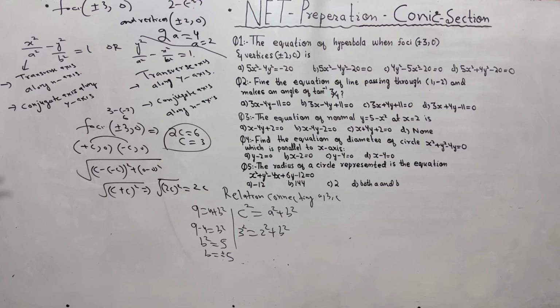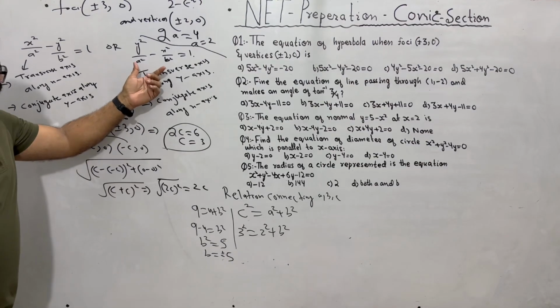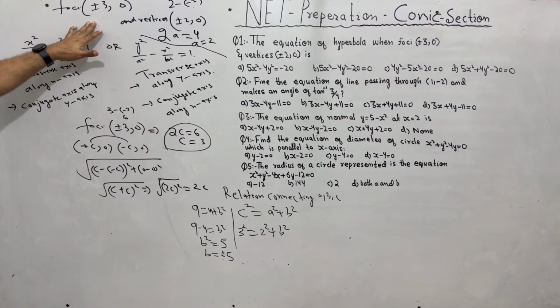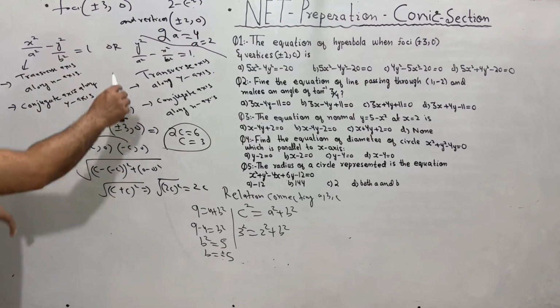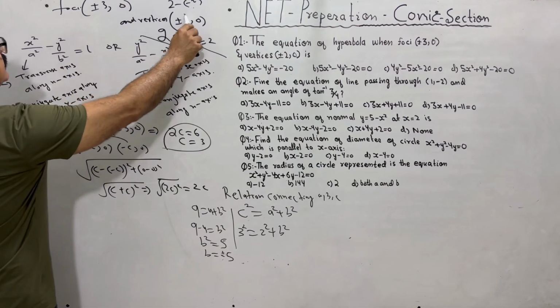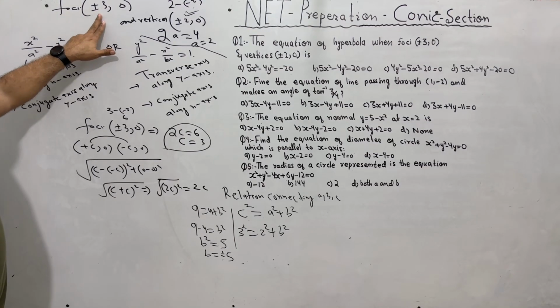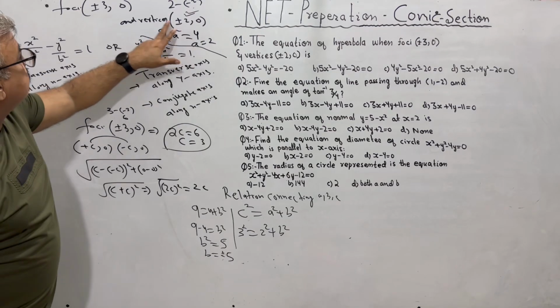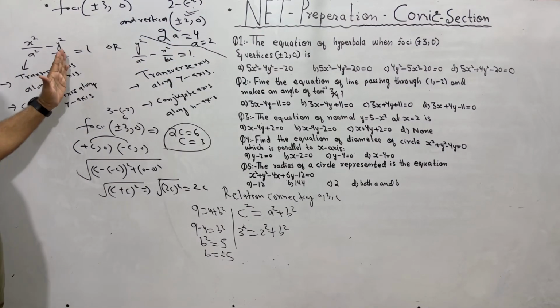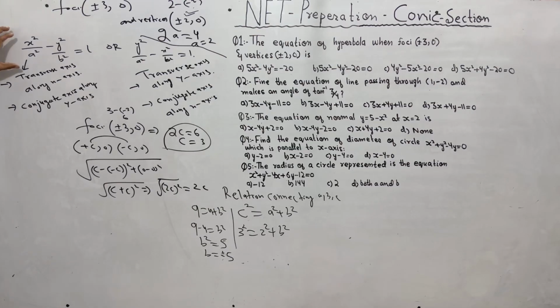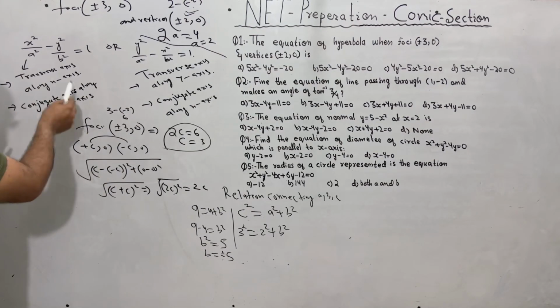Now whether we have to use this standard equation of hyperbola or that one will be decided according to the foci and vertices. They both lie on the x-axis, so our transverse axis is along the x-axis and the conjugate axis is along the y-axis. Our branches open along the x-axis in that case.